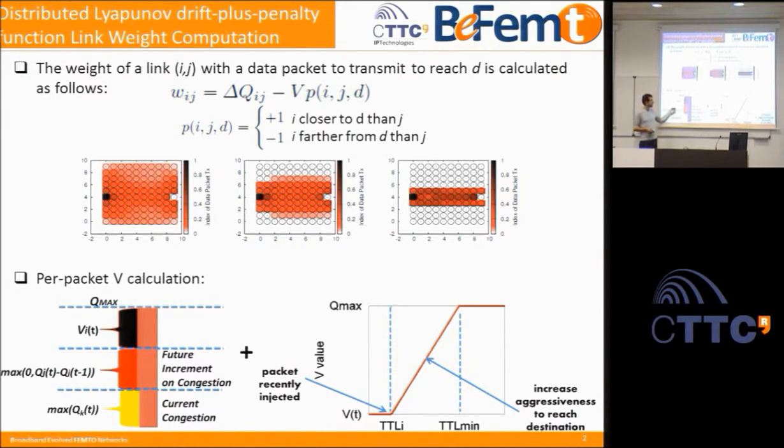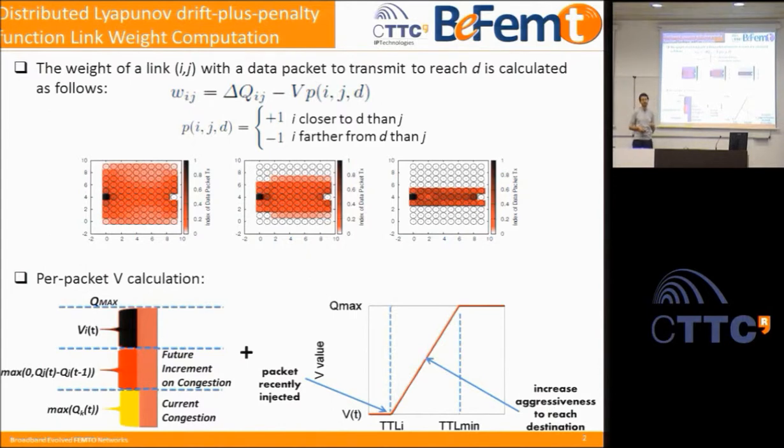So for dynamically modifying this V parameter, we take into account not only the absolute value of the Q backlog of the nodes, but also the rate at which the Q backlog increases. And based on that, we modify the value of V for taking the decision for the next period.